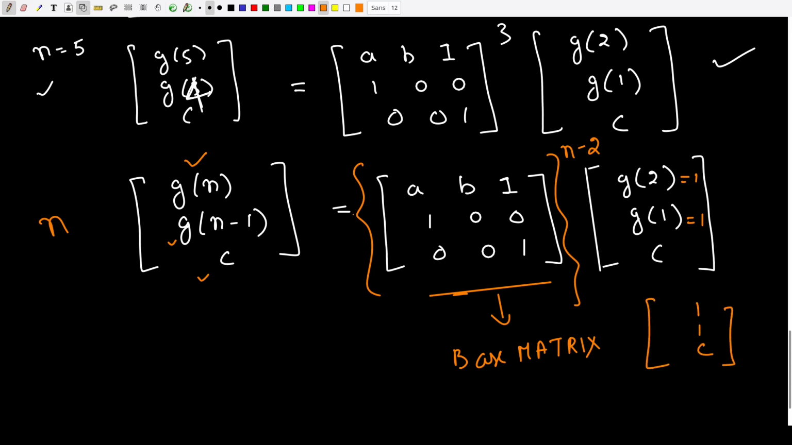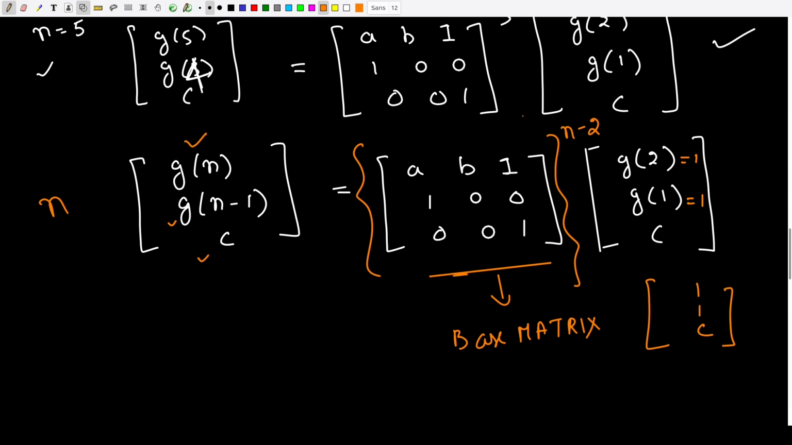So that's the general idea folks. In order to compute Gn, we need to perform exponentiation of the base matrix to the power of n minus 2. Once we have performed the exponentiation of the base matrix, we need to multiply it with 1, 1 and C in order to get our answer. So now let us go ahead and discuss how we would be able to perform exponentiation in an optimal way.